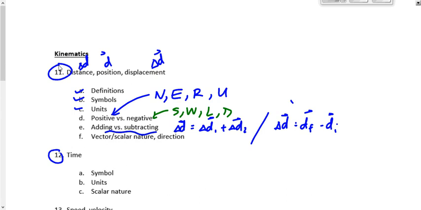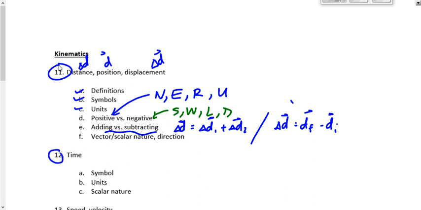What's my displacement? 5 meters. My displacement is 5 meters, right? Because I walked 2 meters and then I walked 3 meters toward the back of the room. So we'd say 5 meters toward the back of the room. My distance traveled would be 5. My displacement would be 5 toward the back of the room. Got it? Same number, right?